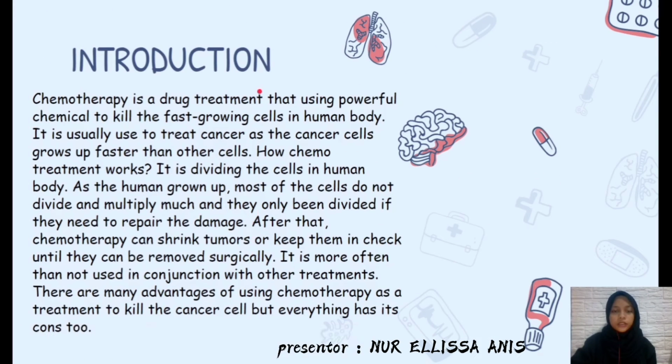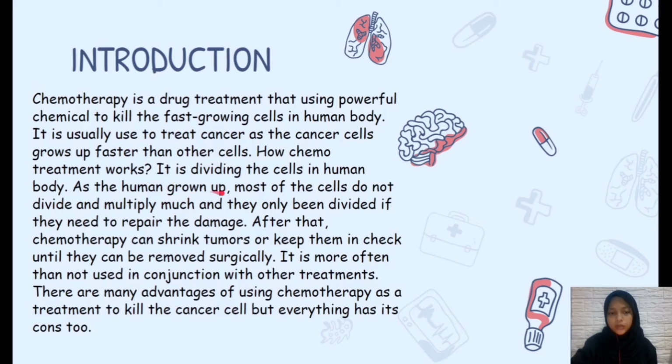For introduction, chemotherapy is a drug treatment that uses powerful chemicals to kill the fast-growing cells in the human body. It is usually used to treat cancer as the cancer cells grow faster than the other cells. How does chemotherapy work? It targets dividing cells in the human body.